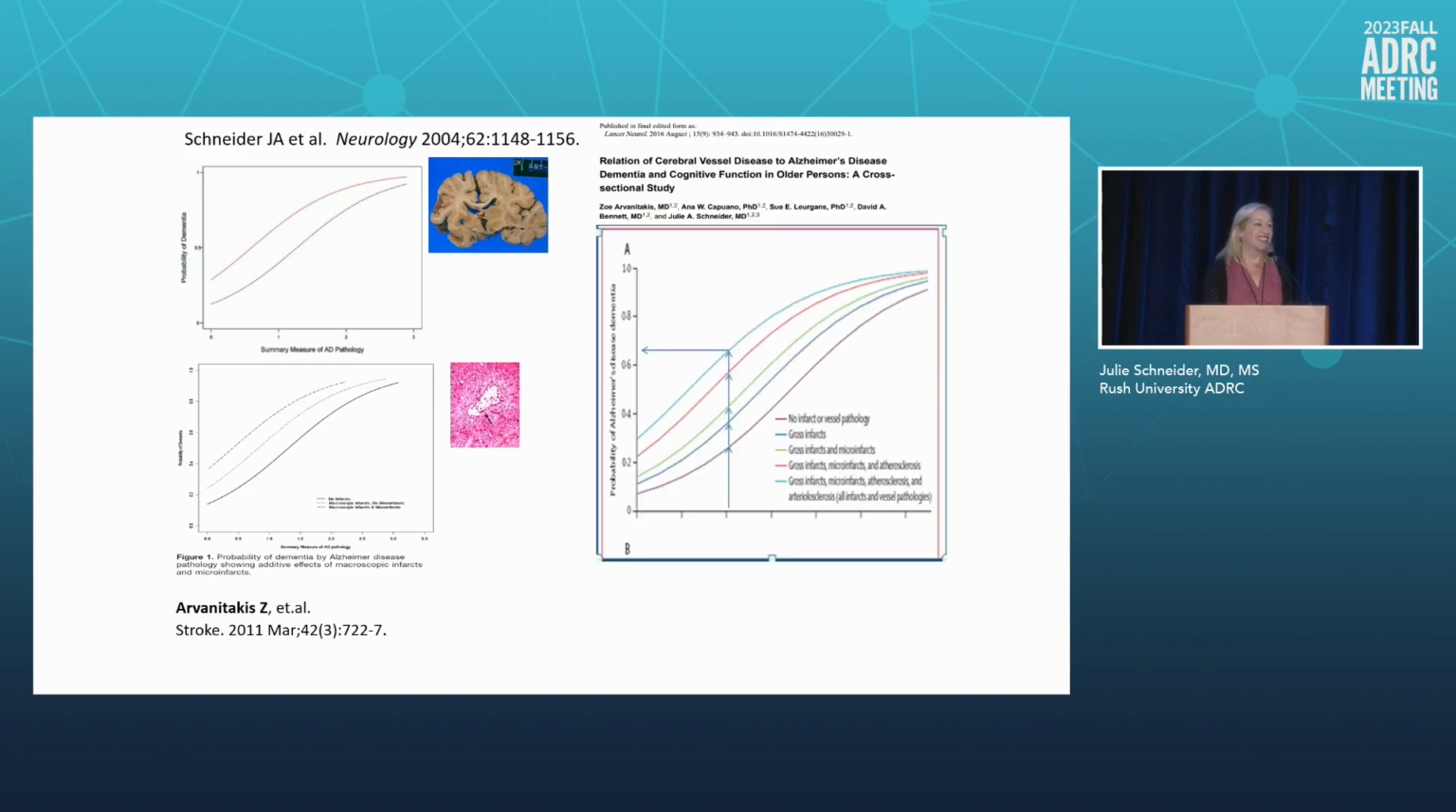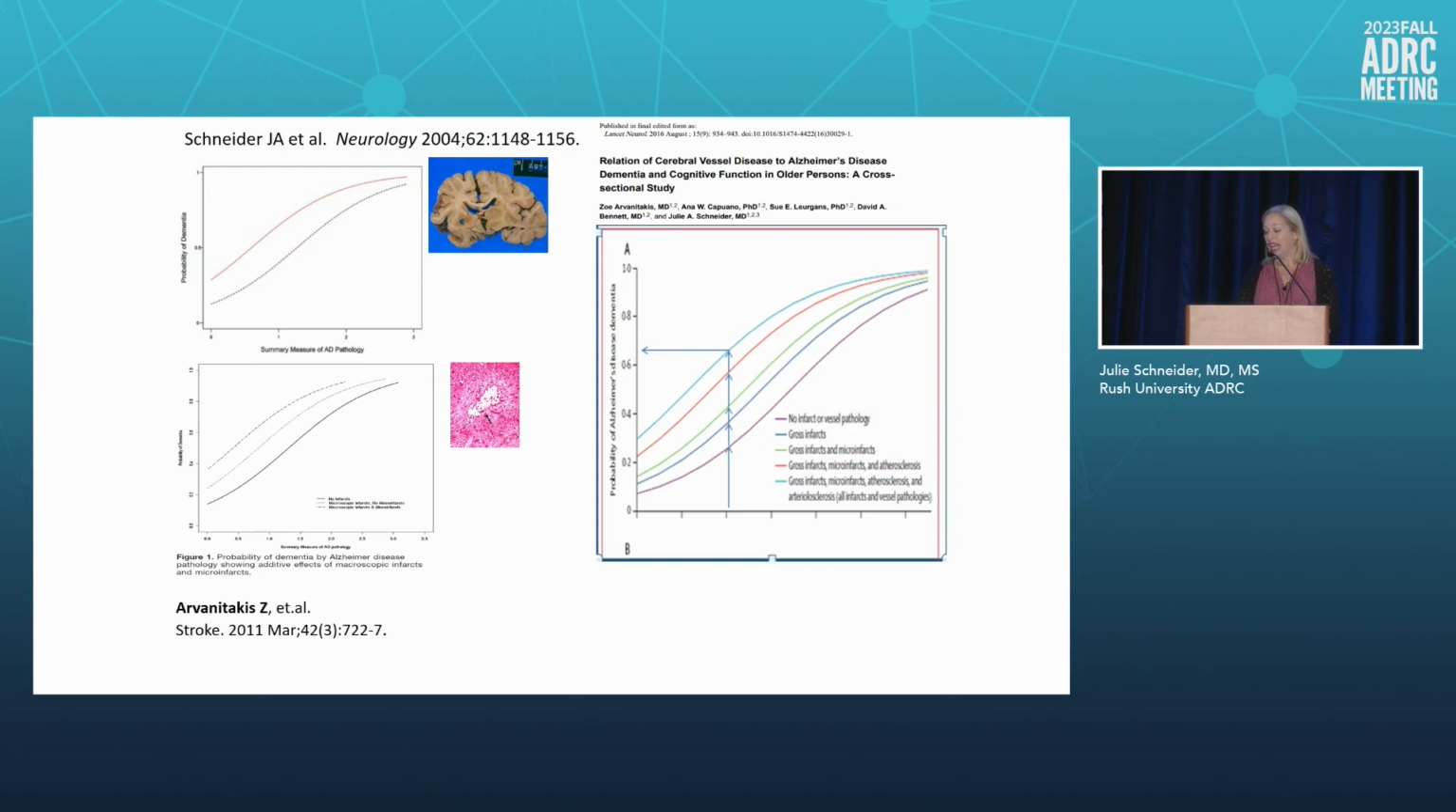And then finally, we looked at vessel diseases. You can see here, I give an example with the arrows: if you have a gross infarct, microinfarct, atherosclerosis, and arteriolar sclerosis, you've just gone from an odds of 20% that you're going to have dementia from your Alzheimer's disease to close to 70%.